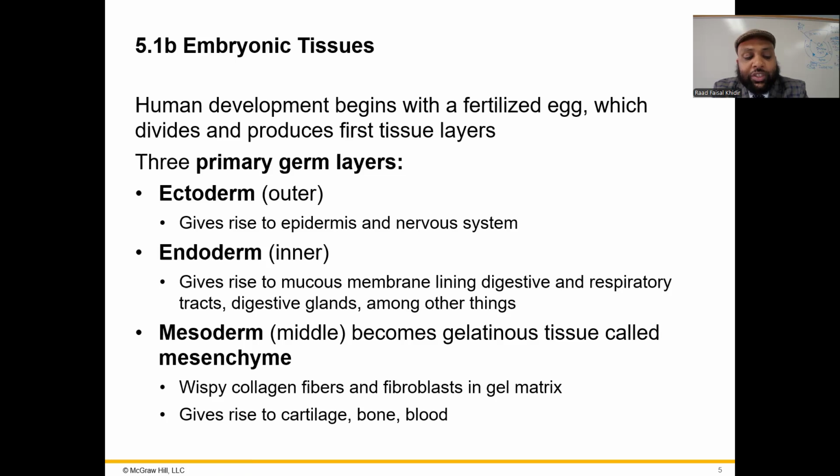It changes into a phase of the cell tissue structure from the mesoderm into the mesenchyme, and it is made up of collagen fibers and fibroblasts that are in a colloid, a gel matrix. And this mesenchyme gives rise to your connective tissue, and that's your blood and your cartilage and your bones.